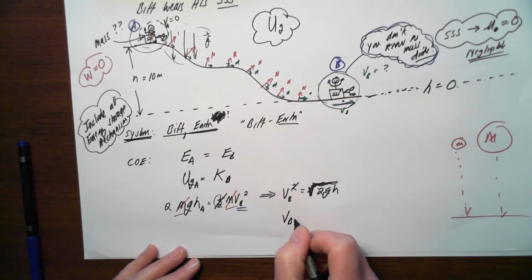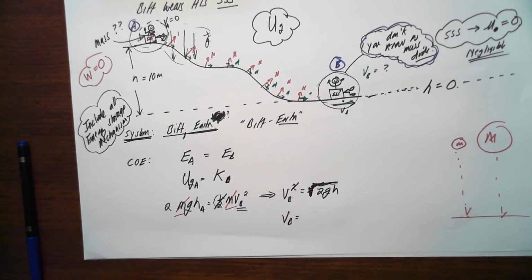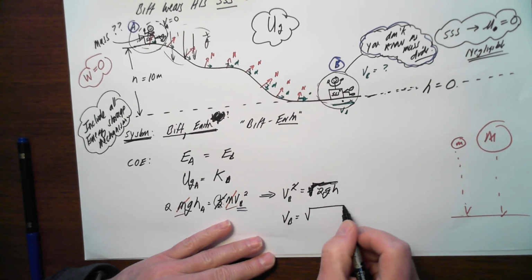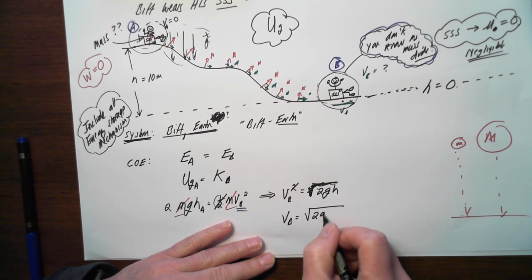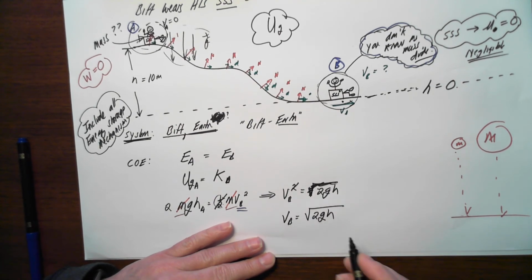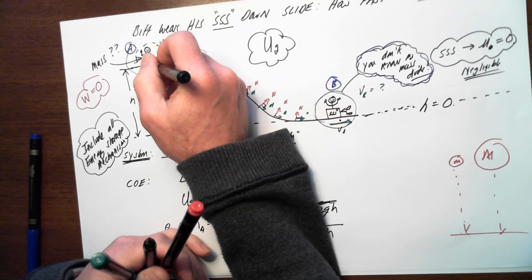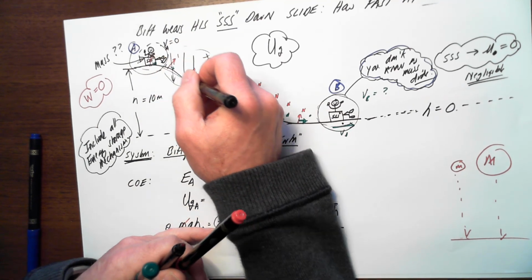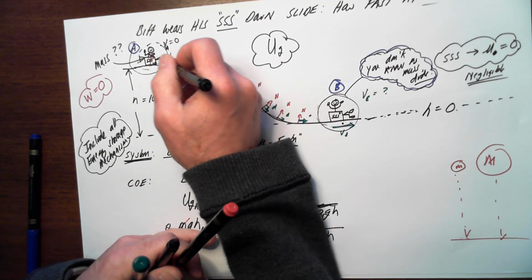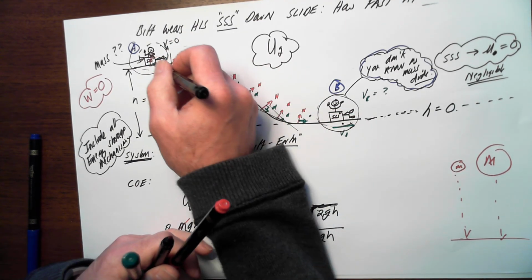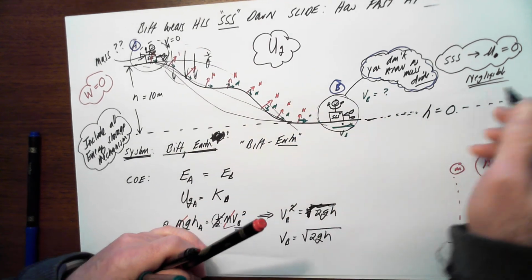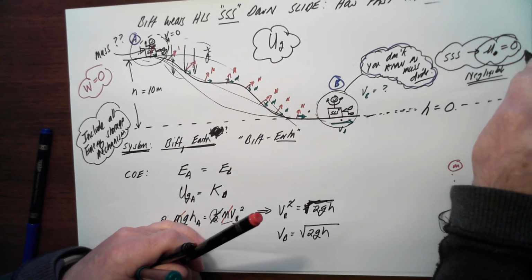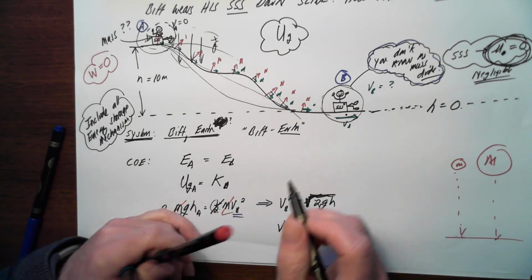So bottom line is, I can easily get the speed of Biff at the bottom of the slide by taking the square root of 2 times the strength of the gravity field times the change in height. Notice I could care less whether this was a straight slide, whether it went up like that and down. It truly is path independent so long as this condition is true.